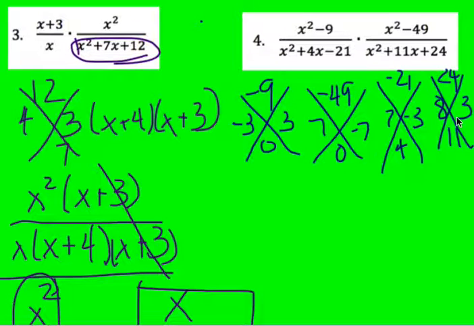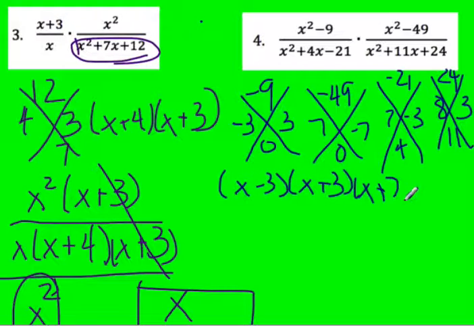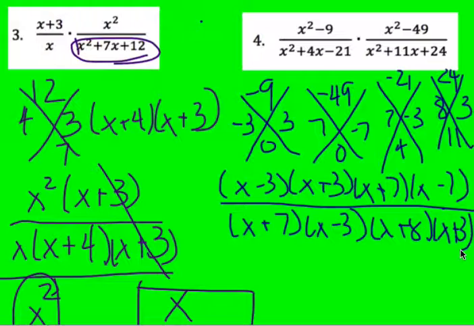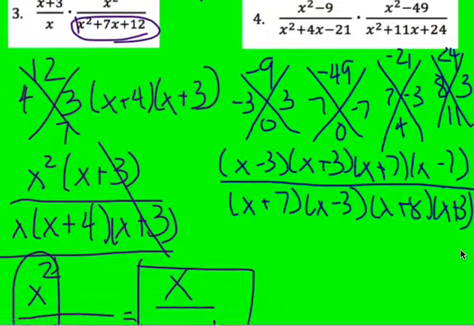So now I'm going to write those all out as factors. So I'm going to have x minus 3, x plus 3, x plus 7, x minus 7. Same thing, I'm going to keep writing across the bottom. x plus 7, x minus 3, x plus 8, x plus 3. Okay, so I've written out all of my factors now.